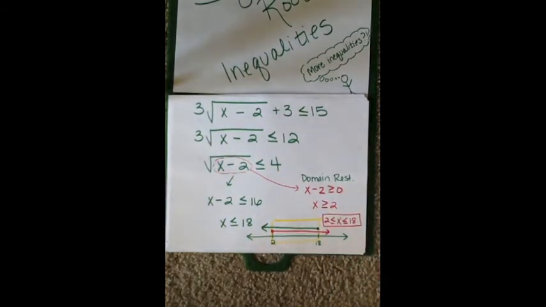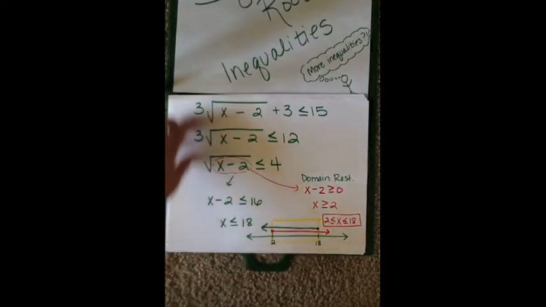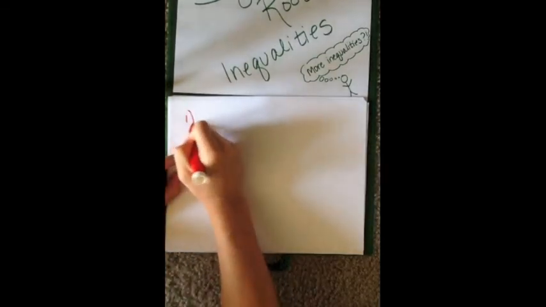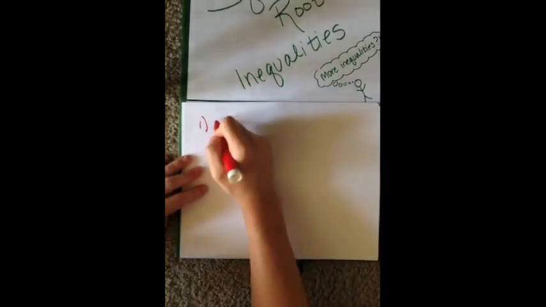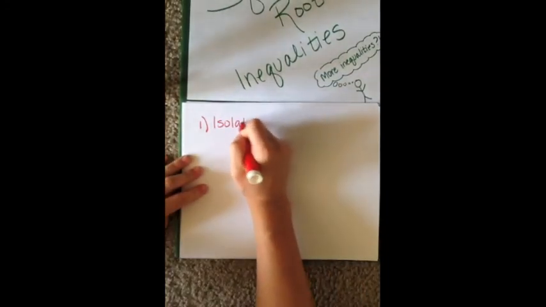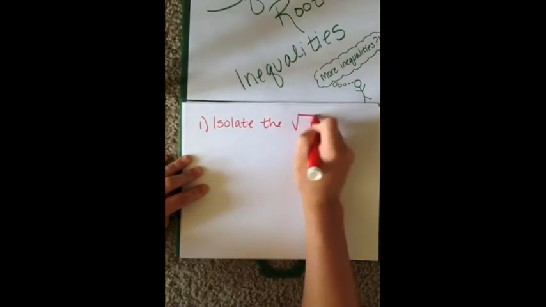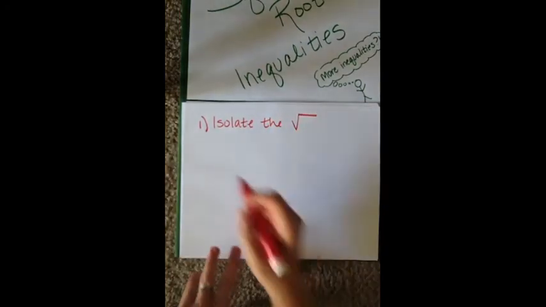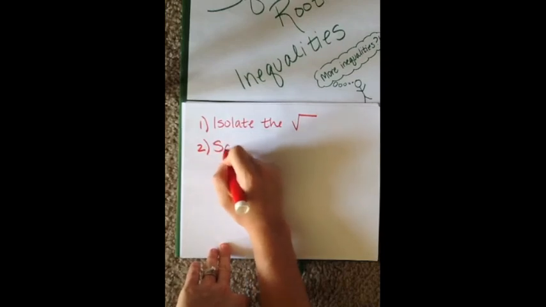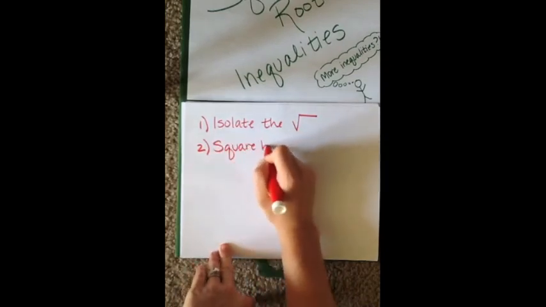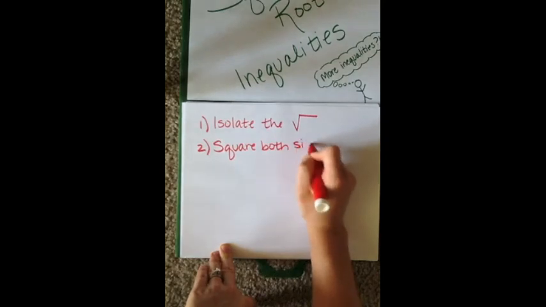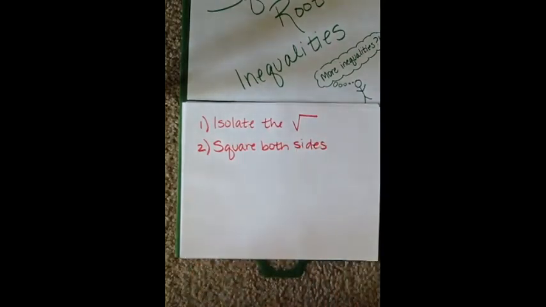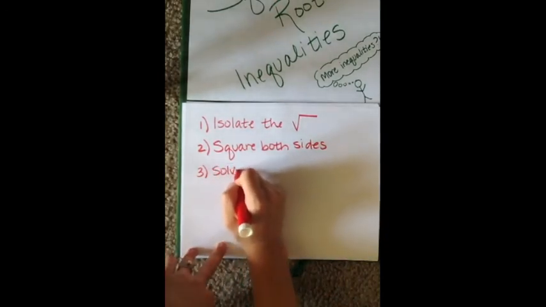Answer. So, with square root inequalities, a little bit of recap. First, you want to isolate the square root, just like with absolute value. Then square both sides. Then you're free to solve for the variable. Figure out what does x equal.